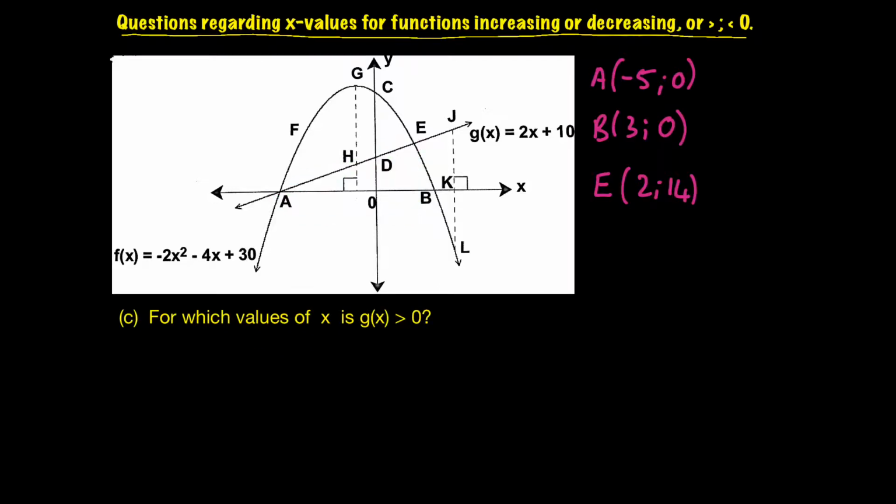Question C, for which values of x is g of x greater than 0? So again, we're looking at g of x, which is now the straight line. When is it greater than 0? Remember that 0 is here, and anything greater than 0 is on the positive y-axis. So that means we're only dealing with the straight line that is above the x-axis, and it stops here at point A. After point A, it goes below the x-axis, and the y values are then negative.